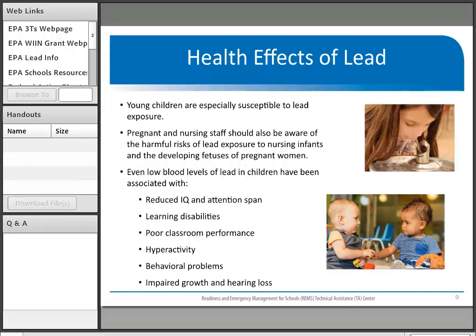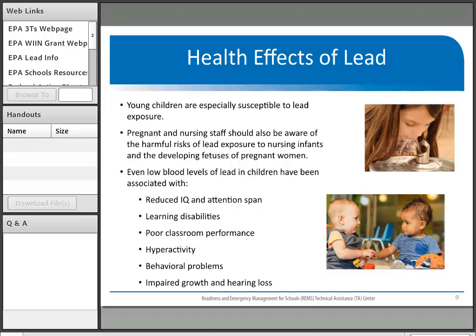So let's just talk quickly a little bit more about the health effects so we can better understand. Young children are especially susceptible to lead exposure because of their frequent hand-to-mouth activities and their metabolism. Their bodies absorb more metals at a higher rate than the average adult does. Children's nervous systems are still undergoing development and thus are more vulnerable to the effects of toxic agents. The only way to determine a child's lead level is to have the child's blood tested. This is why EPA recommends contacting a health provider to learn more about the blood level testing.